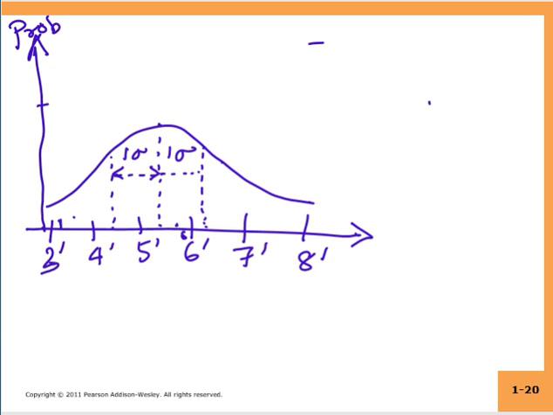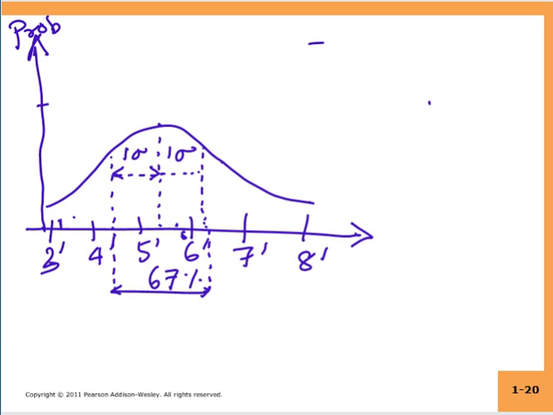Okay, in a normal distribution, typically one standard deviation above and one standard deviation below the mean, the probability that a value will lie between one standard deviation below and one standard deviation above the mean is about 67%. Okay, in a normal distribution.